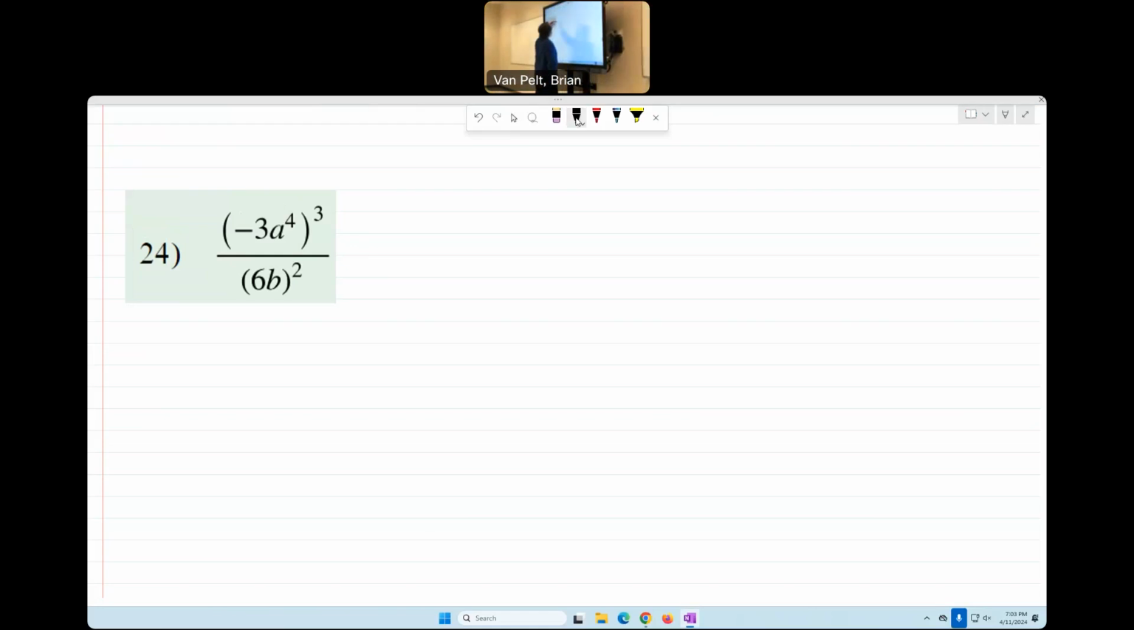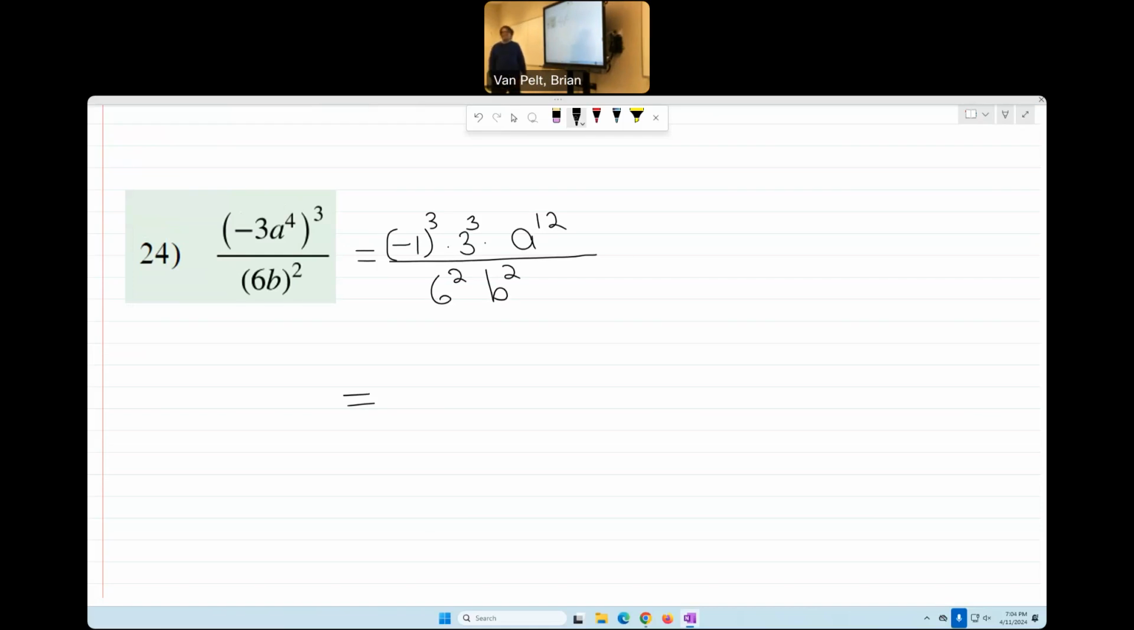So let me write these down. We're going to have negative 1 raised to the third power, 3 raised to the third power, and then finally a to the 1 power, which gives a to the 12. Come down here. What's this going to be when you expand it out? 36 times b to the second. Right. I'll do one more step than you did: 6 squared times b squared. And now I'll start fixing. This negative 1 to the third is going to stay negative.